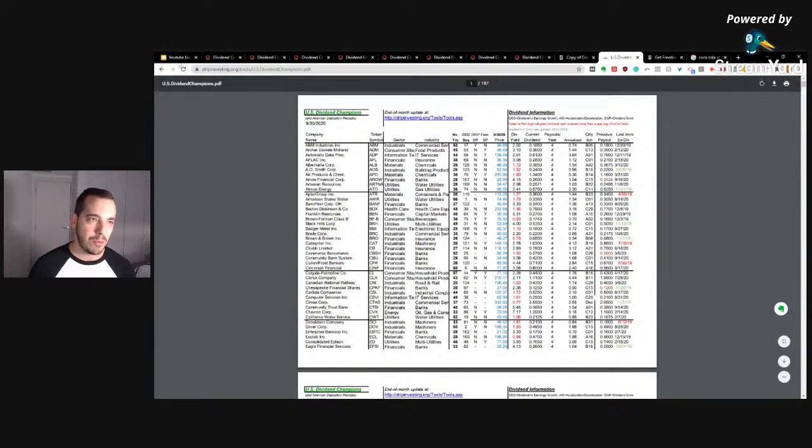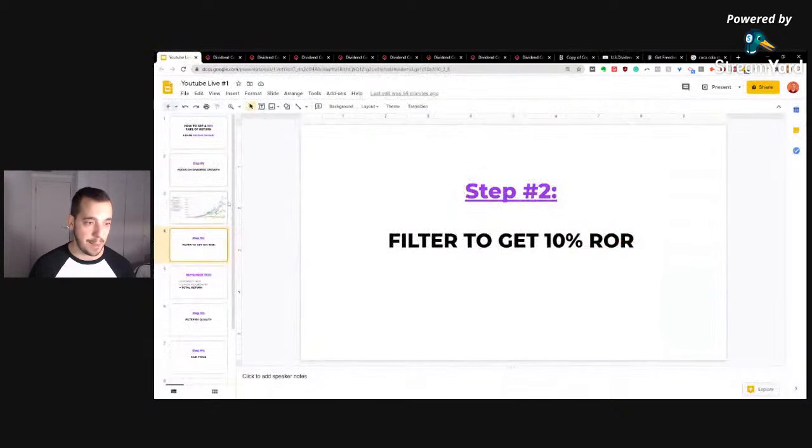But now let me move on to the next step. You now know how to filter for companies, how to find those companies. But that still doesn't tell you how you're going to get that 10% rate of return.